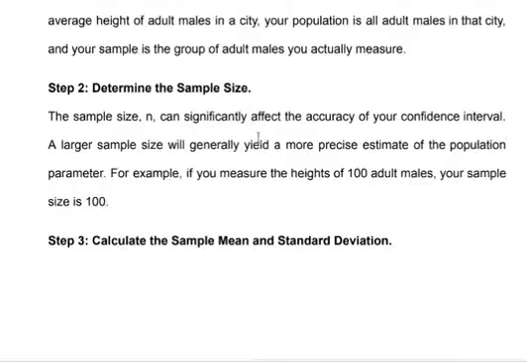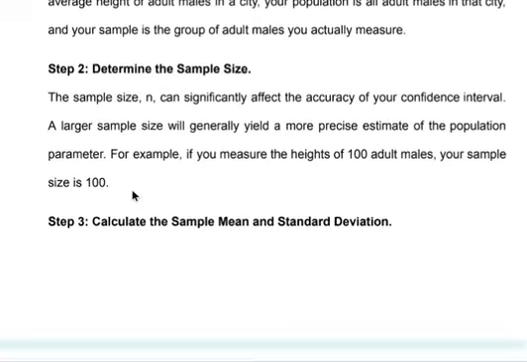Step 2. Determine the sample size. The sample size, n, can significantly affect the accuracy of your confidence interval. A larger sample size will generally yield a more precise estimate of the population parameter. For example, if you measure the heights of 100 adult males, your sample size is 100.